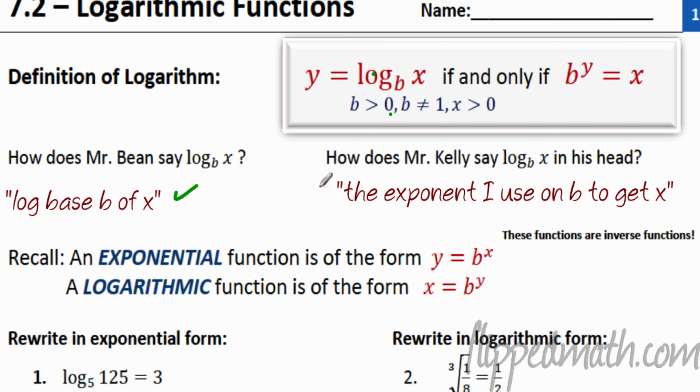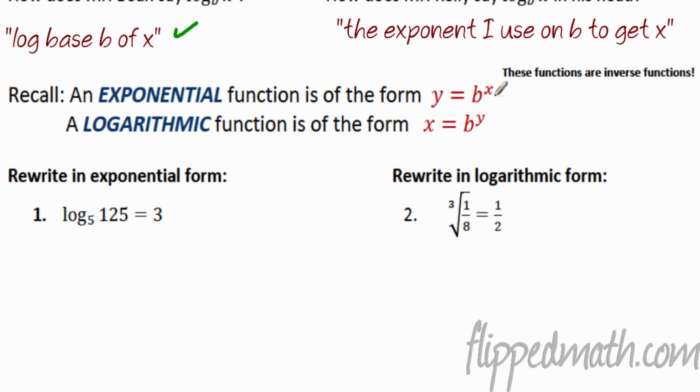And the reason I say it that way is because it makes translation so easy when we do the next part. Remember, exponential functions are of the form y equals b to the x. Logarithmic is the inverse. Inverse means they undo each other, so it's like switching x and y. So it's the same as y as an exponent on some base would equal x. That's crazy. So let's look at number 1.